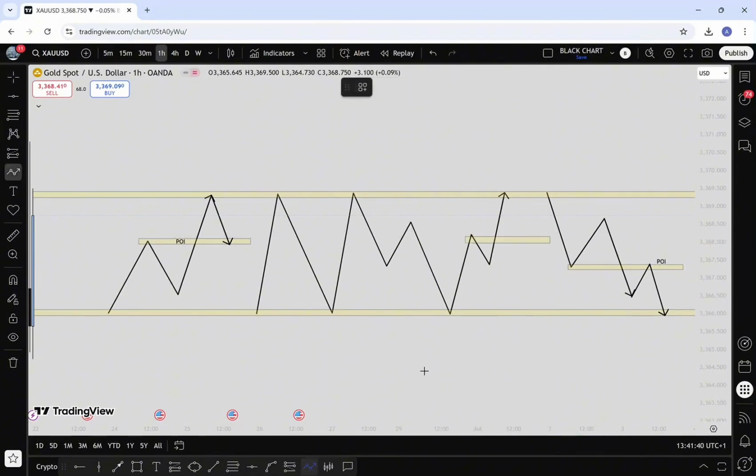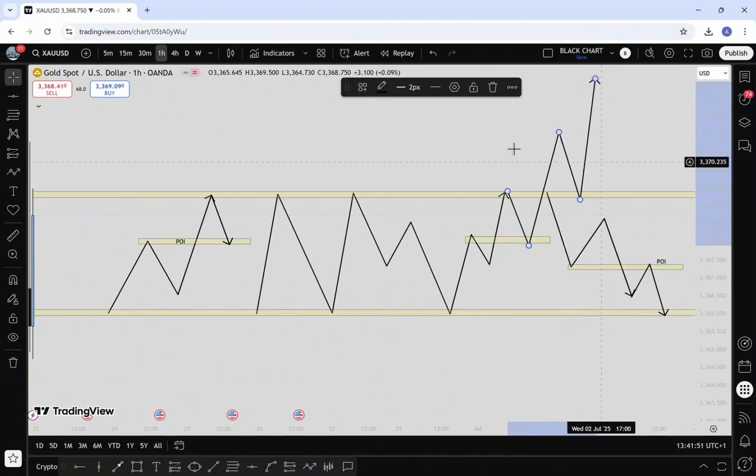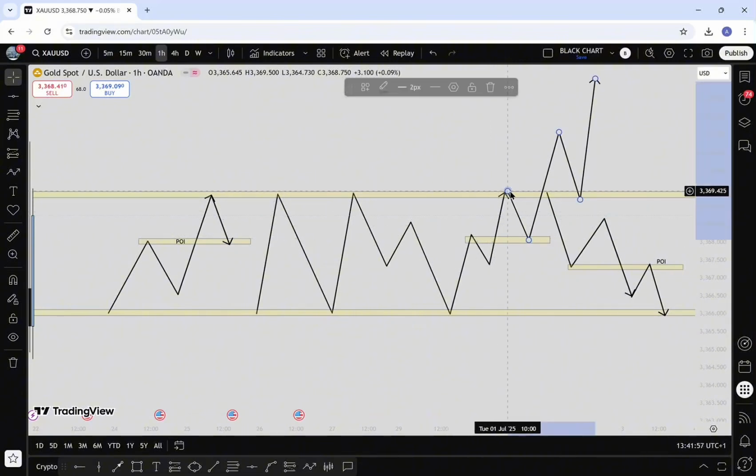All I'm waiting for right now is for price to leave this resistance zone here, pull back to retest here, give me higher highs and higher lows, then break this level and push back to retest here. You understand? So this level here is my POI and it's my recent structure.